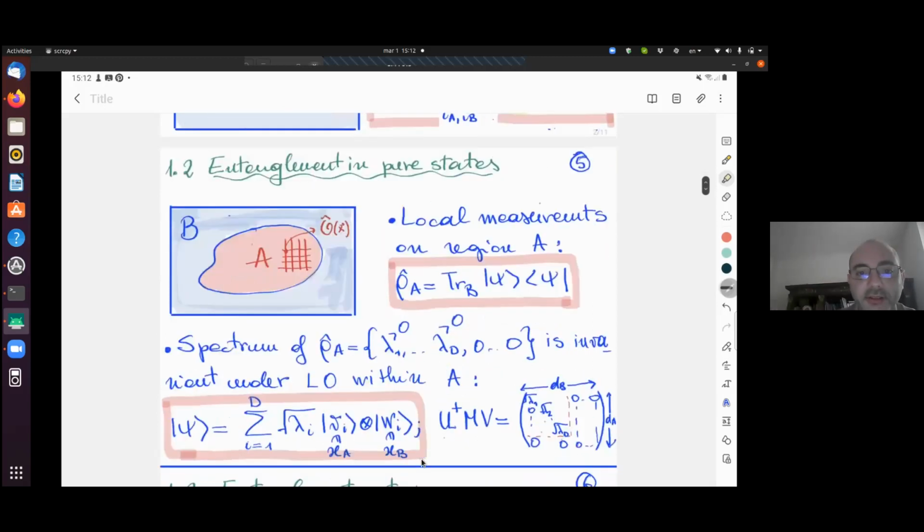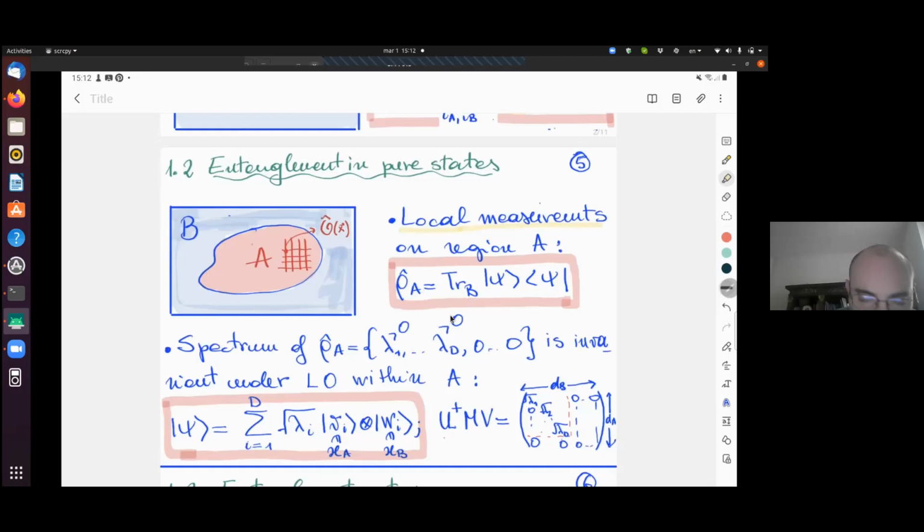In fact, the only thing you need to completely characterize what you see is the so-called reduced density matrix rho_A, which is the trace over the degrees of freedom outside A of the projector on the pure state. It is important to stress that this holds if I perform local measurements on this region A.